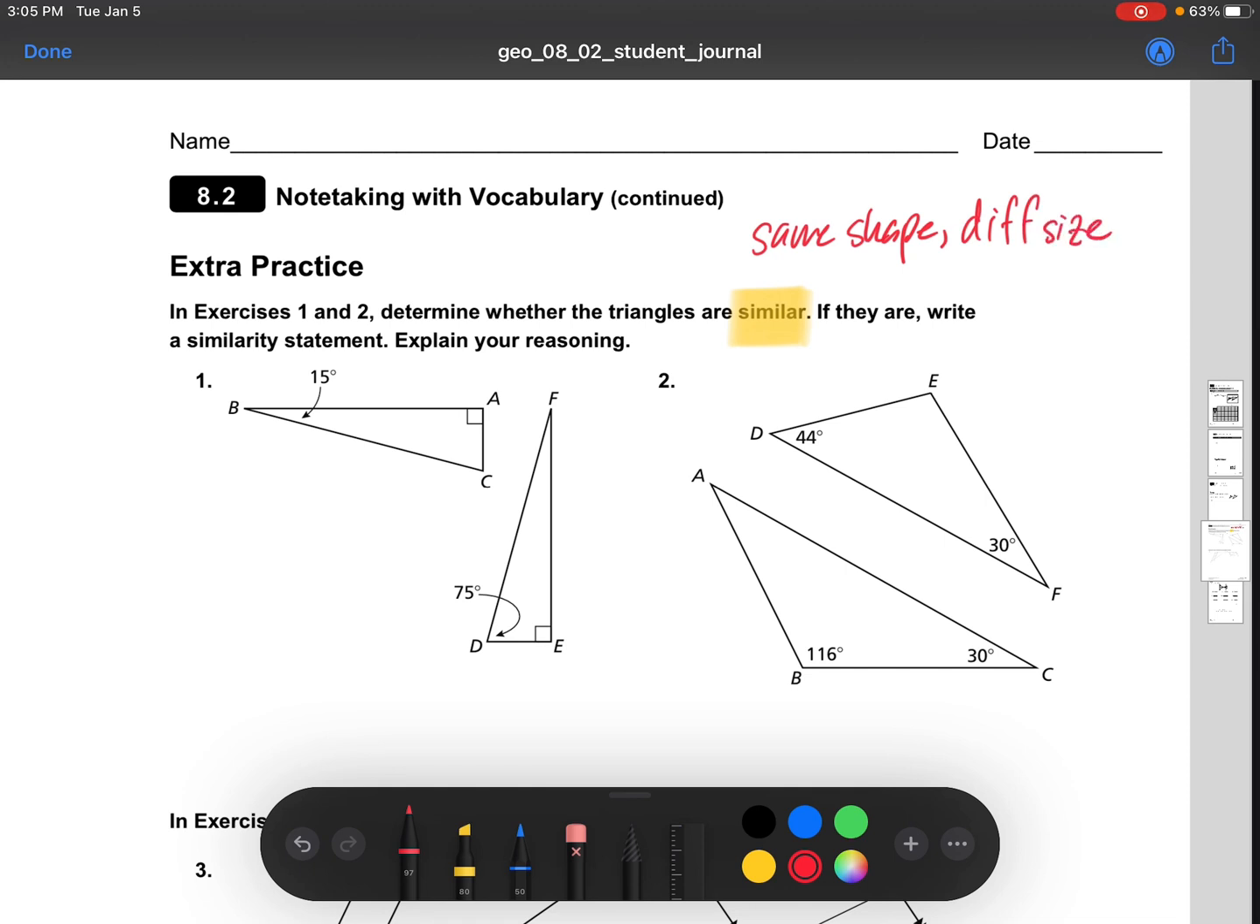And one of the methods that we learn in this chapter for how to show that two triangles are congruent is called the angle-angle theorem. So what you need to have is two pairs of congruent angles. If you can find two pairs of congruent angles, that is enough information to claim that the triangles are congruent.